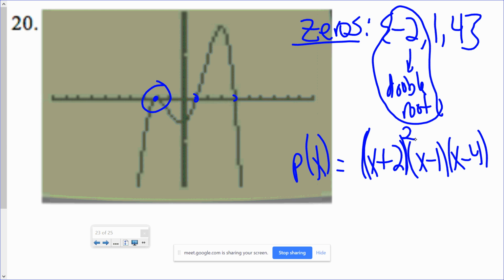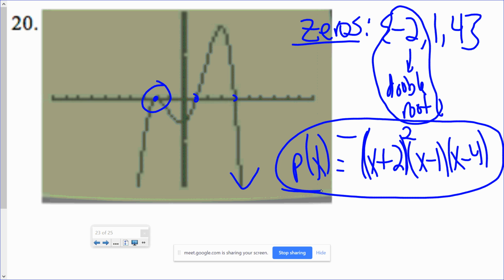One more thing I want you to add in. Since this thing is opening down, we know it needs to be negative, so you're just going to throw a negative in front. And that would be it.